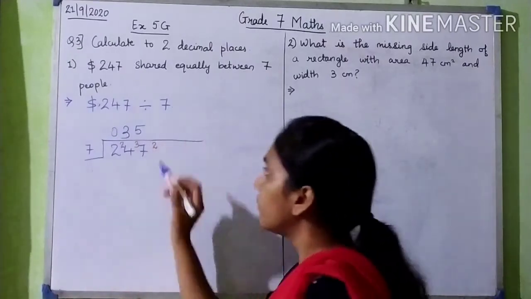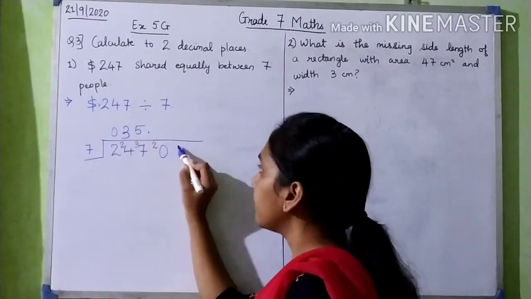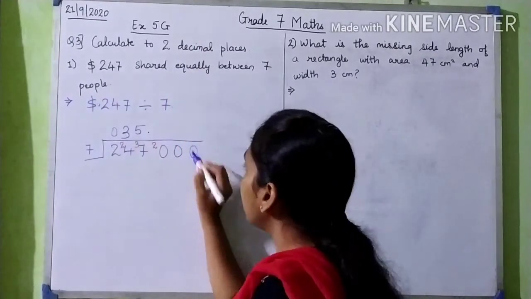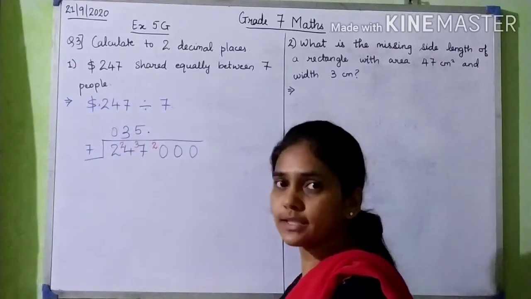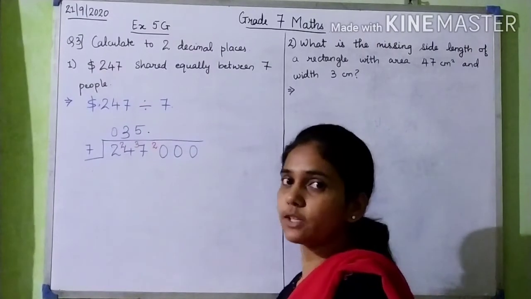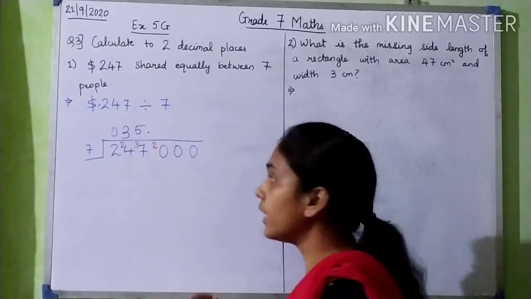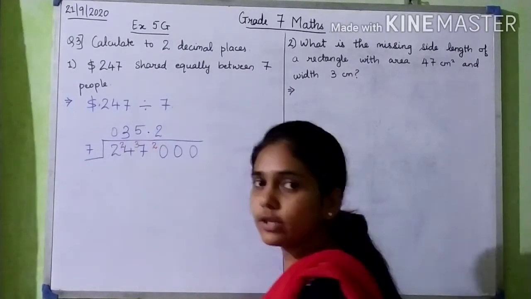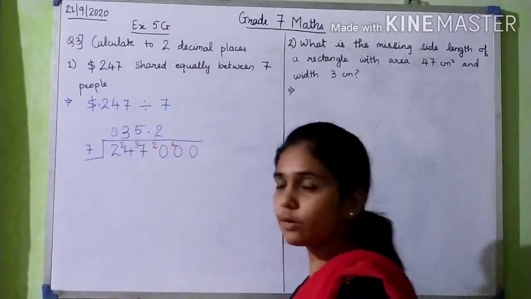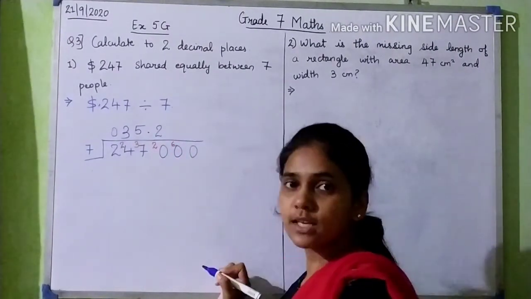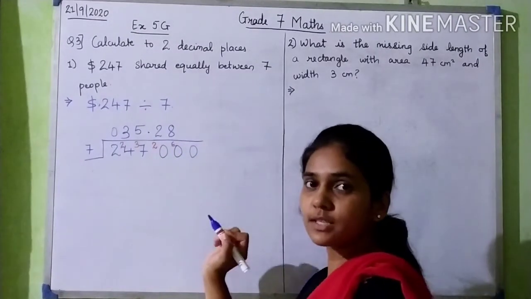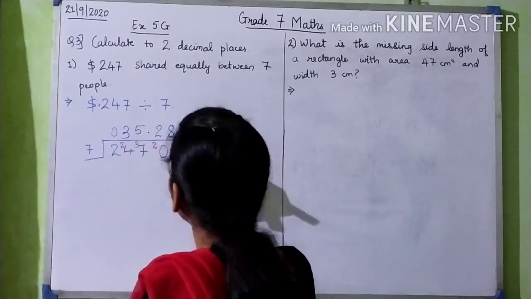But there are no numbers after this. So what we do? We put a point here and we add zeros. See, I have to calculate to 2 decimal places, so I will add 3 zeros so that I get 3 numbers after the decimal point. Now this has become 20. 7 2s are 14, 7 3s are 21. 21 we cannot take, so we take 7 2s are 14. 20 minus 14 is 6. So I write 6 here. Now 7 7s are 49, 7 8s are 56. So 7 8s are 56 and 60 minus 56 is 4. So 4 will be carried here.